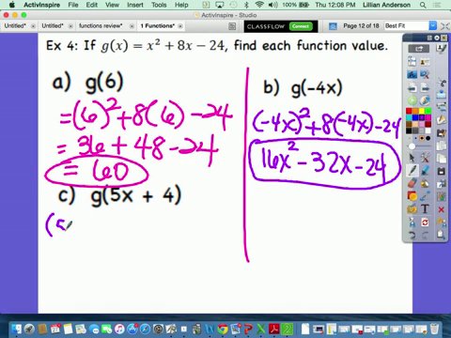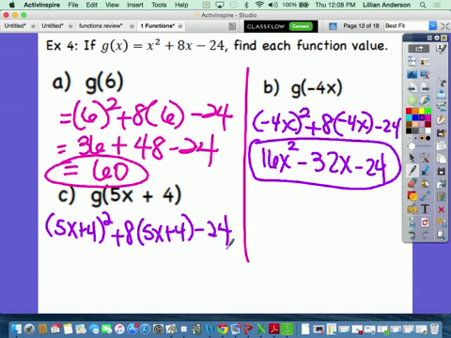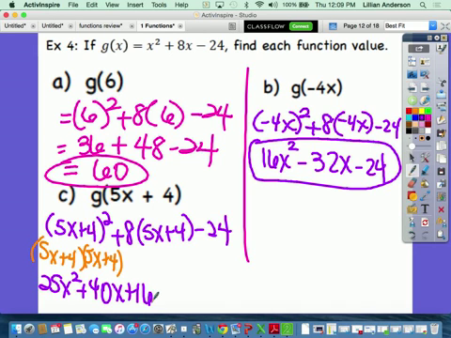Down here, be very careful. You have to remember that when you plug in a binomial, it means two terms. When you are squaring a binomial, you need to FOIL. Do not forget that. So this becomes 25x squared plus 20x plus 20x, which is 40x, plus 16. The outer is 20x and the inner is 20x, so we get 40x.